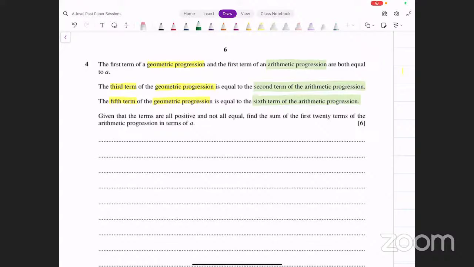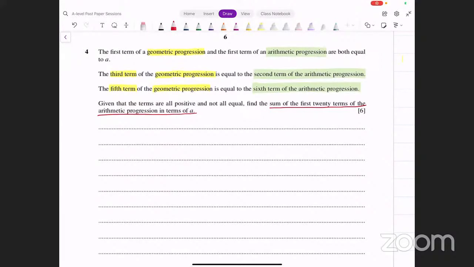Find the sum of the first 20 terms. आपको find क्या करना है? आपको find करना है sum of the first 20 terms of the AP in terms of A. In terms of A find करना, that means A की value find नहीं कर सकते, right? It's going to be in terms of A eventually. Okay.